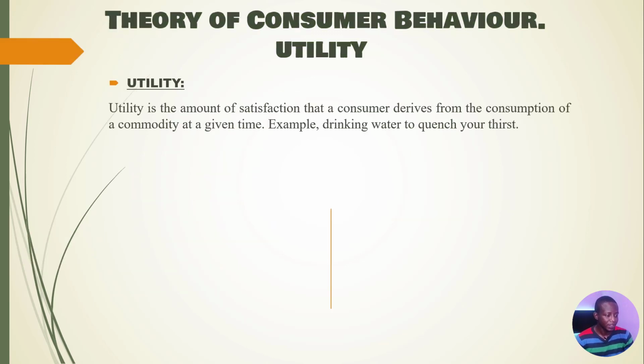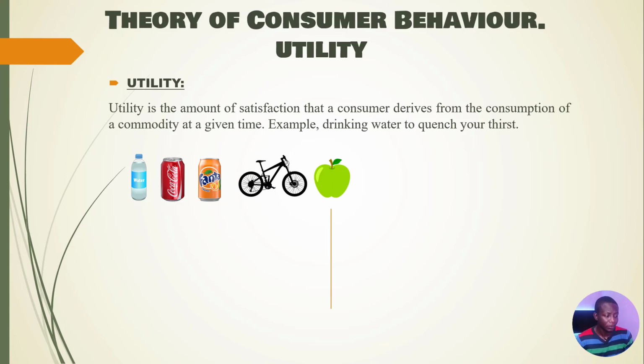So, when we say utility, it is simply the amount of satisfaction that a consumer derives from the consumption of a commodity at a given time. For example, if you drink water to quench your thirst, the satisfaction that you derive from taking in the water is what is termed as utility. Maybe if you take in Coke, Fanta, or an apple, the satisfaction that you derive from all these is what is termed as utility.